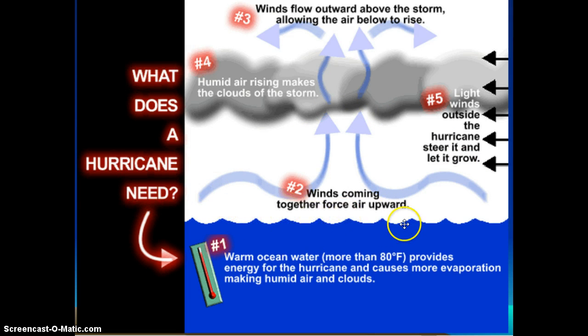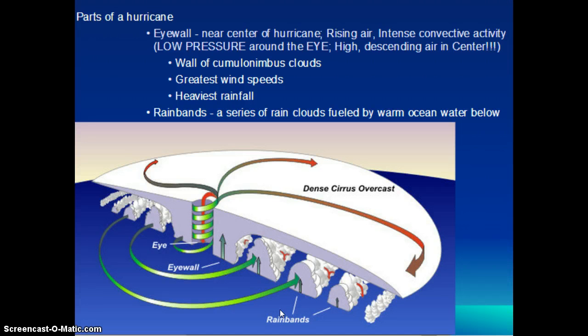Well, it needs warm ocean water, at a temperature greater than 80 degrees Fahrenheit, and this provides the energy that causes more evaporation, making humid air and clouds. So you get this warm fuel, and it allows for adiabatic processes, right? Convection takes place, it heats the air above it, the air rises, you get moisture, you get heat, you have the ingredients for trouble. Here we get parts of the hurricane itself.